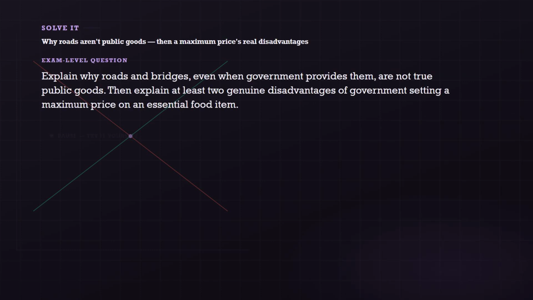Here is your exam-level question. Explain why roads and bridges, even when government provides them, are not true public goods. Then explain at least 2 genuine disadvantages of government setting a maximum price on an essential food item.